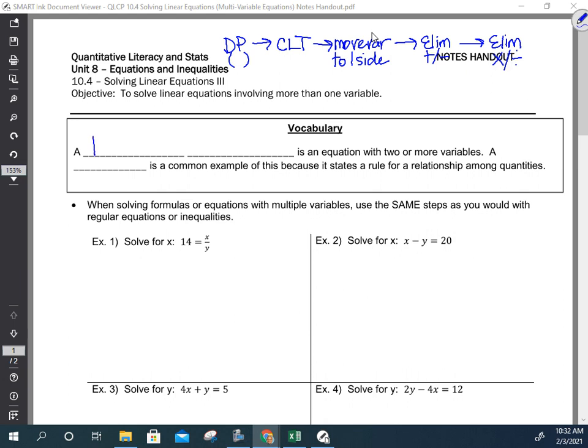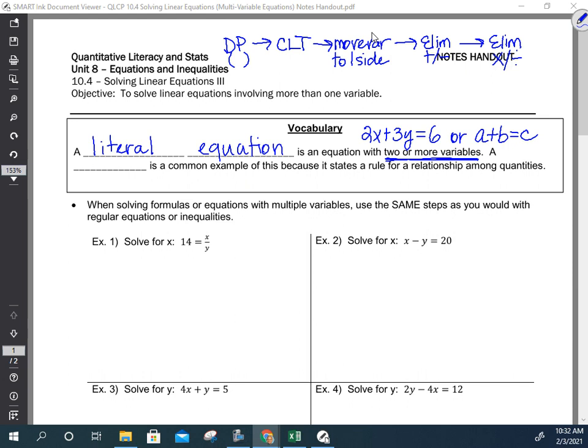A literal equation is an equation with two or more variables. So it is a literal equation if it has two or more variables. So you could have equations that have numbers and variables, or you could just have equations that have all variables. Those are literal equations.